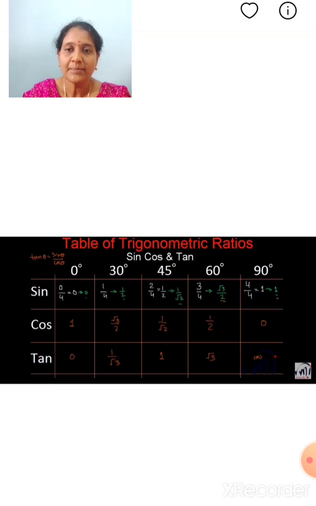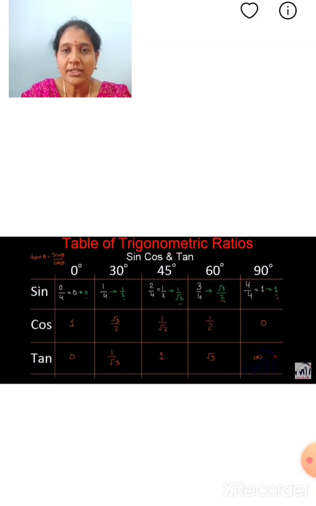So finally the sine values for the different angles are sin 0 is 0, sin 30 is 1 by 2, sin 45 is 1 by root 2, sin 60 is root 3 by 2, sin 90 is 1. So you can learn like this only, children, for the first one, or if you want to remember it, it is better: sin 0 is 0, sin 30 is 1 by 2, sin 45 is 1 by root 2, sin 60 is root 3 by 2. Then coming to the second ratio, cos.